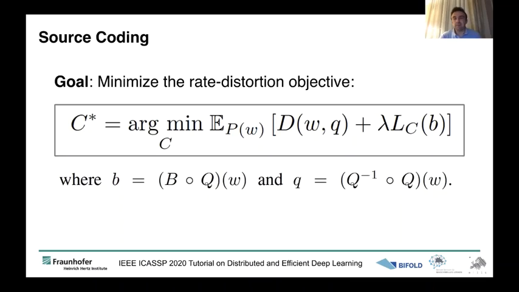And you have some parameter lambda, which trades off these two terms. Then, for example, in video compression or image compression, you want to minimize the distortion between the signals, between the original and the compressed one. And the rate term gives you some rate of your video or some rate of your image.